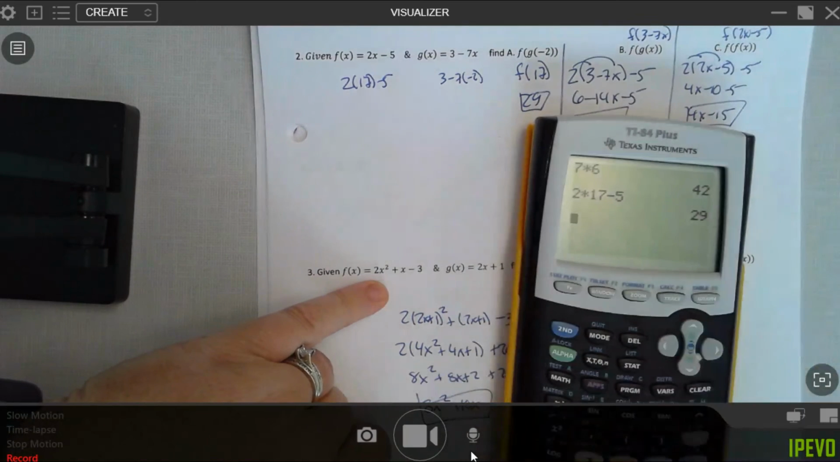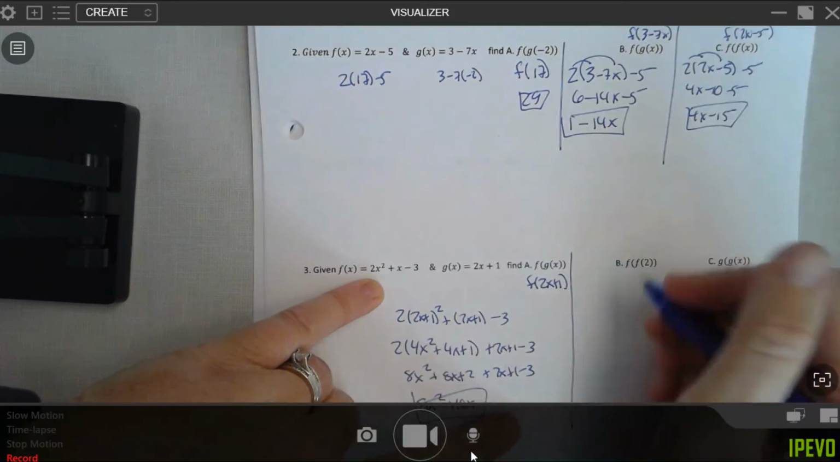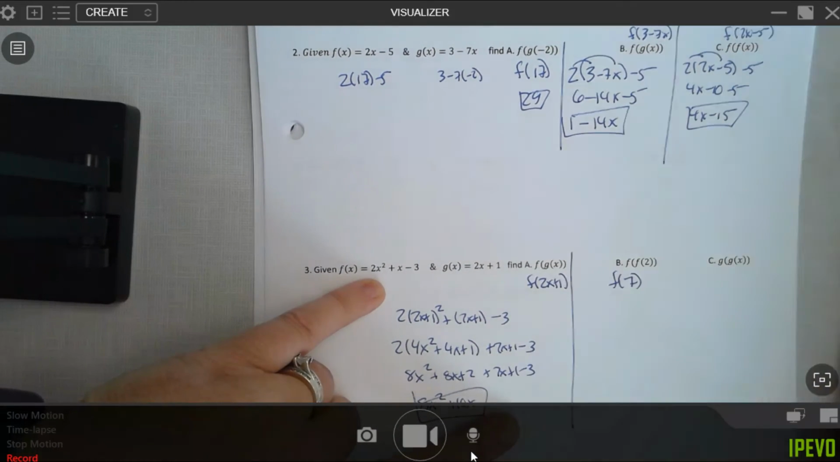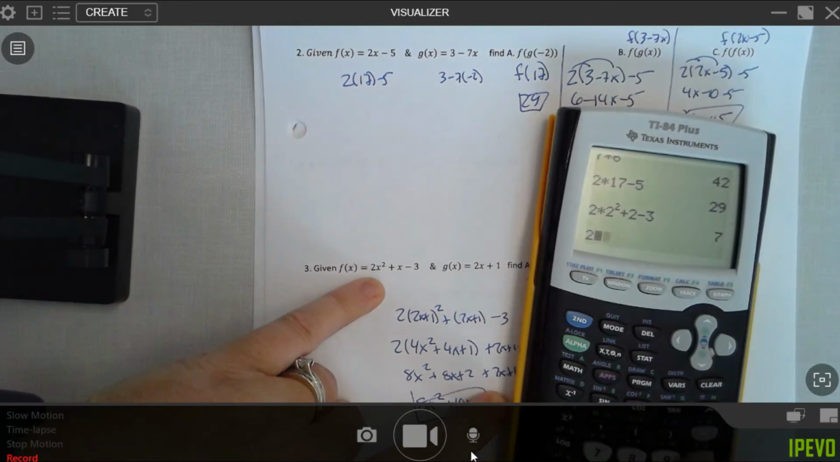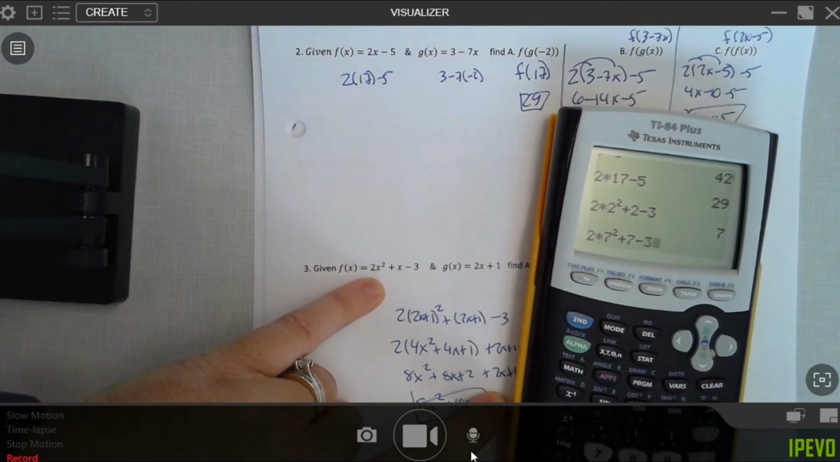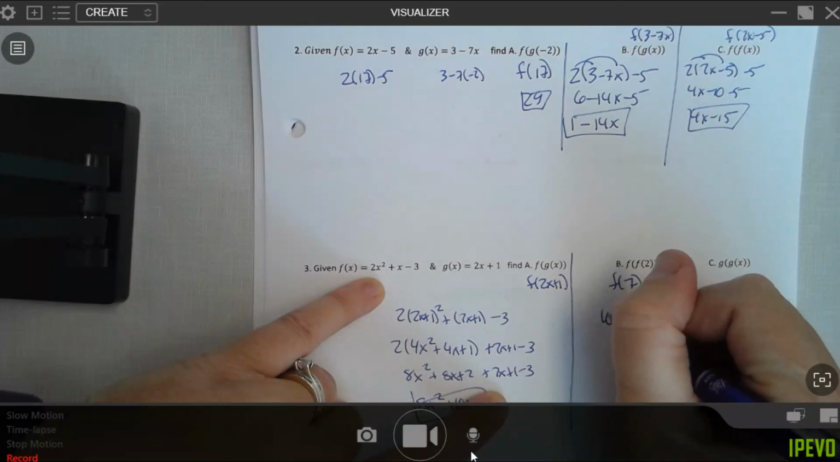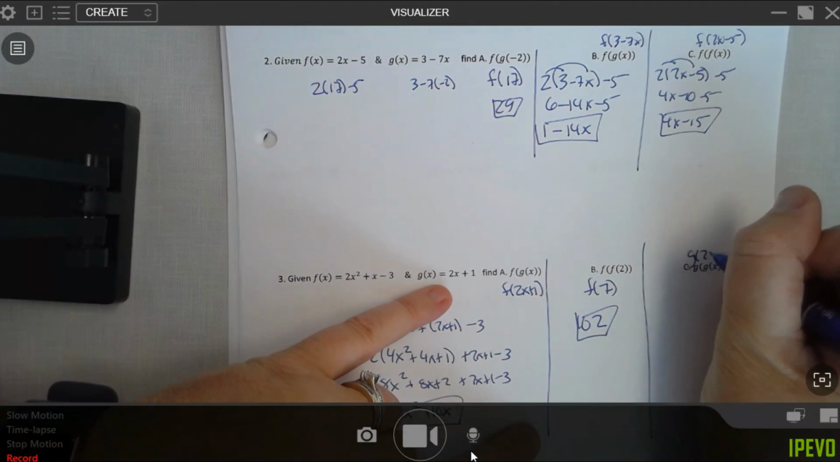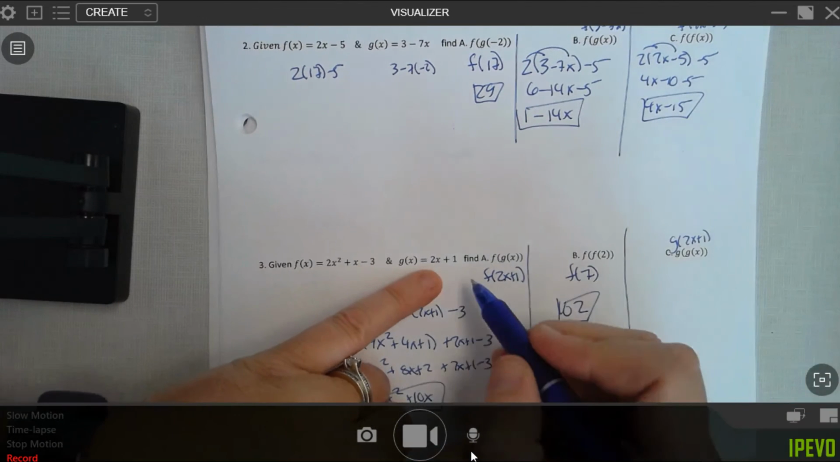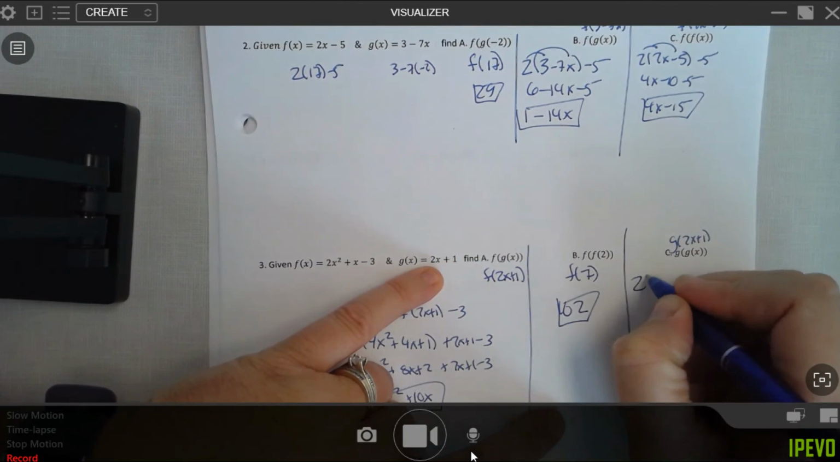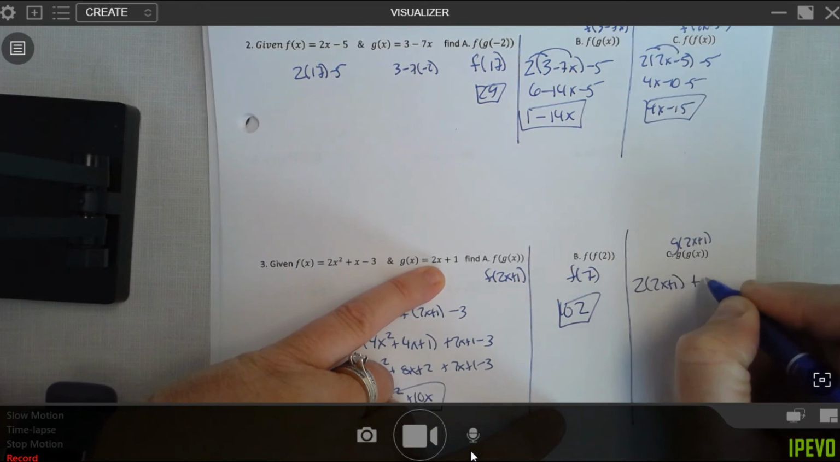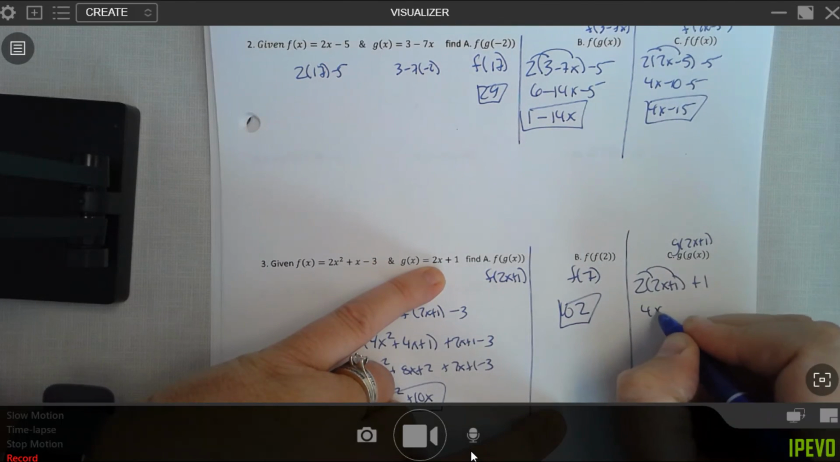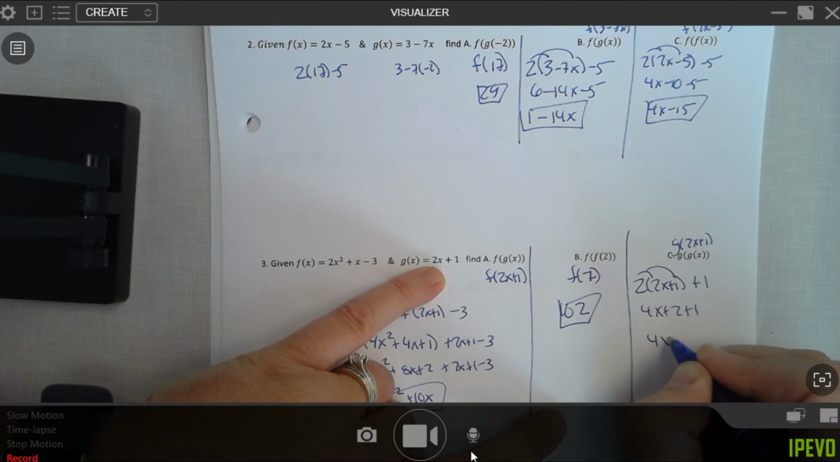So this, plug 2 into my f. So I'm just going to do 2. So that's 7. So then I do f of 7. So now I'm going to plug 7 into there. So I get 102. So now g of x means I'm going to do 2x plus 1 in for all of my x's right here. So I'm going to plug that in for my x's. 4x plus 2. So I get 4x plus 3.